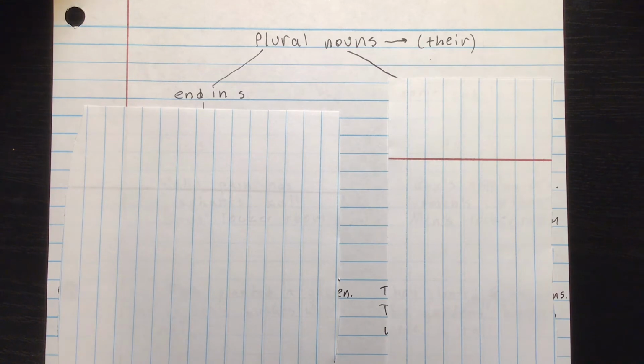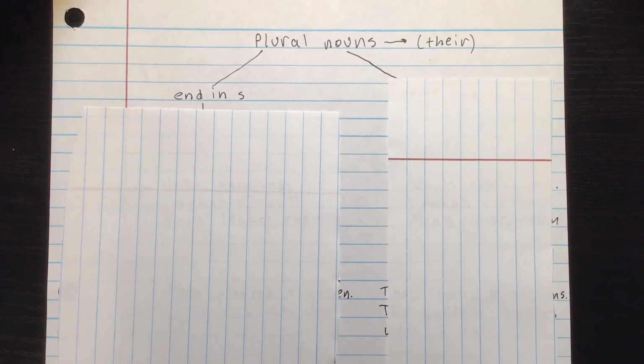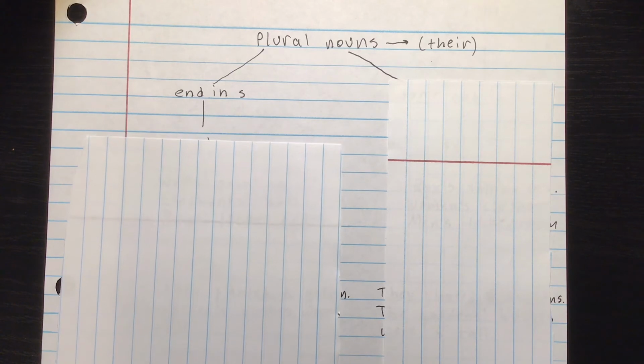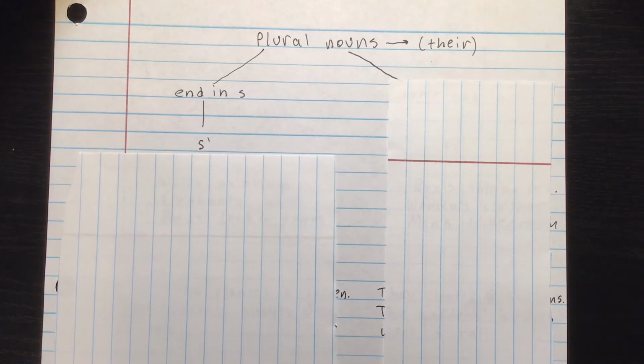If you're indicating possession of something with a plural noun, instead of apostrophe S, you have S apostrophe. So, with singular nouns, we had apostrophe S. If I said a singular elephant owned a ball, it would be the elephant's ball, elephant apostrophe S, ball. If I say a family of 10 elephants owned a ball, it would be the elephants' ball, elephants apostrophe, ball. It would be their ball.